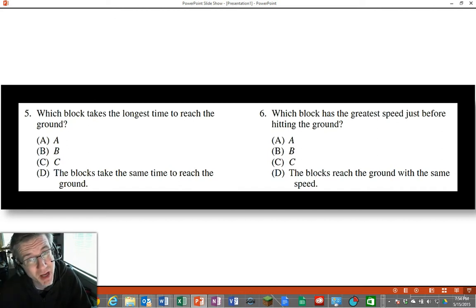And you could ask which block takes the shortest time to reach the ground. You can change that question up. Which block has the greatest speed just before, and you could ask which block has the smallest speed just before hitting the ground. All of those are valid.